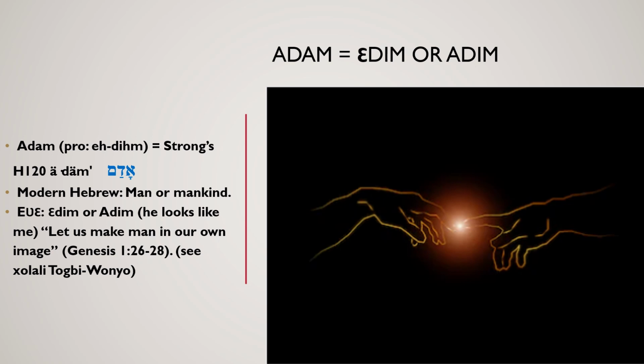In Ewe, we read Aleph, Dalet, Mem as Edim or Adim. Please see Holali Togbi Wonyo's video concerning this. We know this because it is backed by scripture. Genesis 1:26 to 28 tells us, "Let us make man in our own image." What does Edim or Adam mean in Ewe? It means he looks like me. Adam is made in the image of Yahweh himself, the Most High.